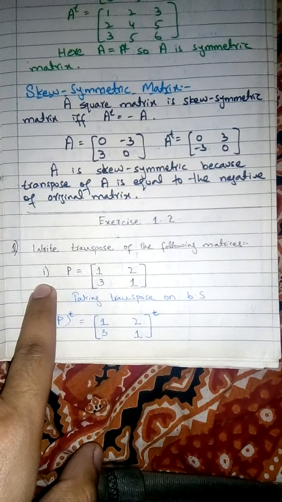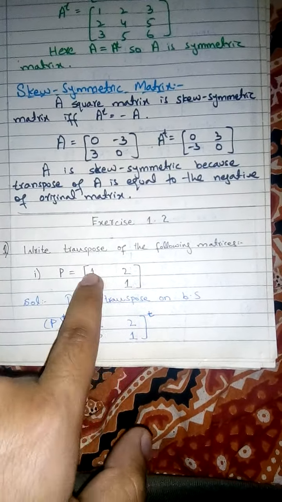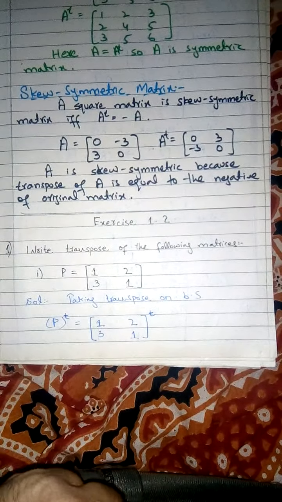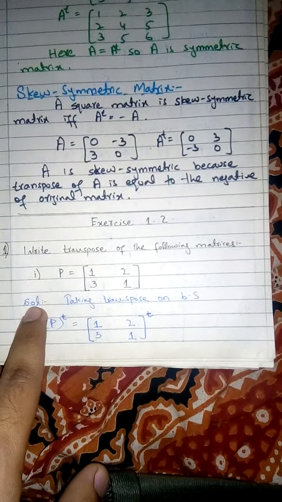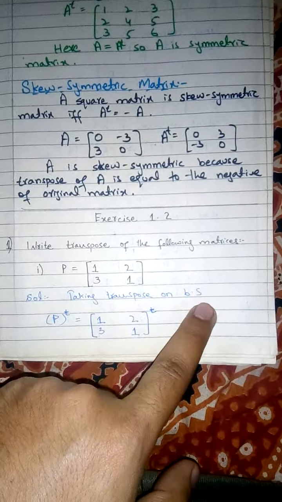If you look at the first part, it's matrix P and this is the matrix 1 2 3 1. So how will you solve it? First of all, you have to write the solution, and you will write taking transpose on both sides.